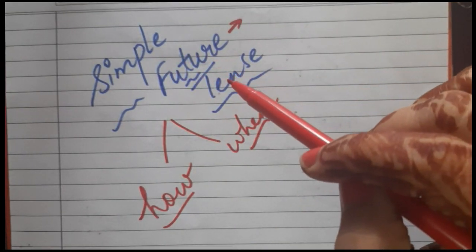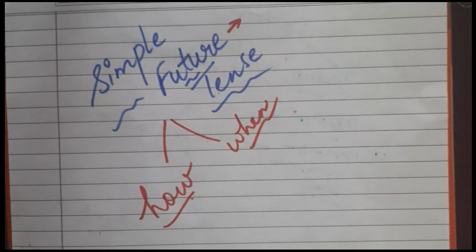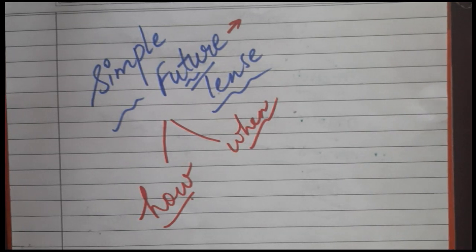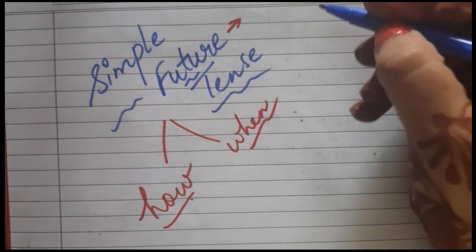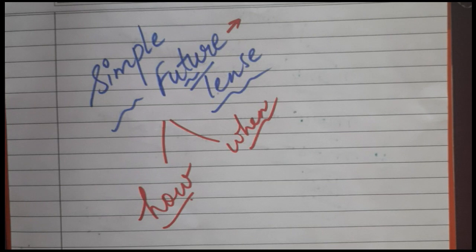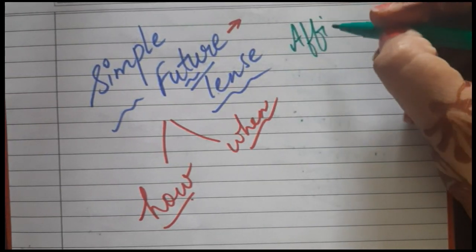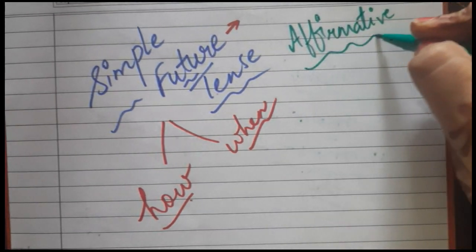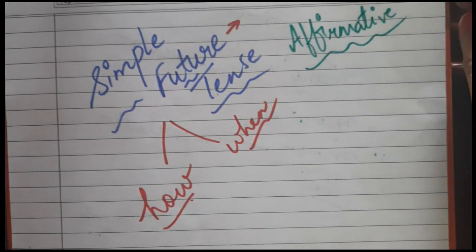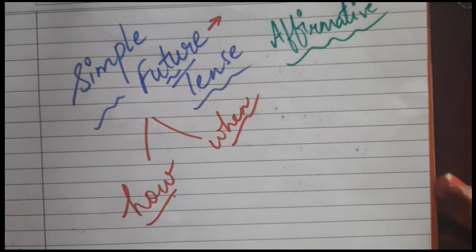All right, now let us see the how of it. What is the rule? What are the helping verbs? Which form of the verb we need to use when we form sentences using simple future tense? Now, in today's session, we are going to talk about affirmative sentences. Negative and interrogative we will discuss in the next class. Now, what do we mean by affirmative? Means positive statements. Okay? Now, let us see the rule of it.